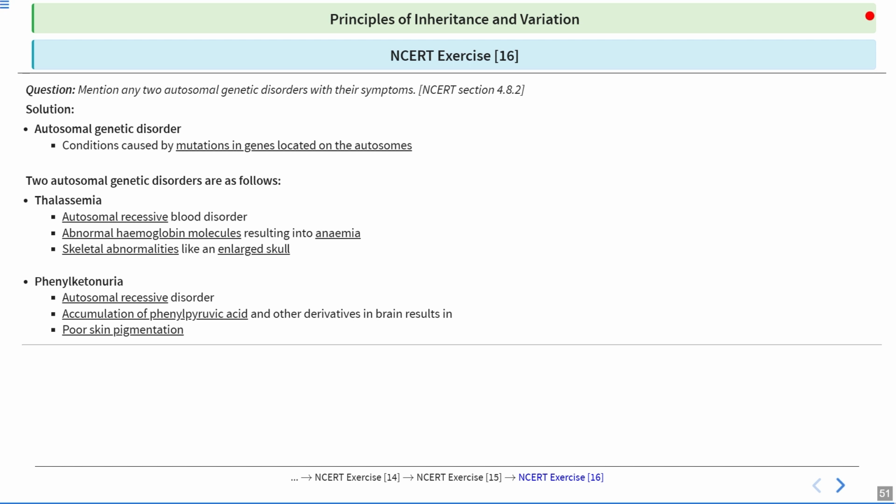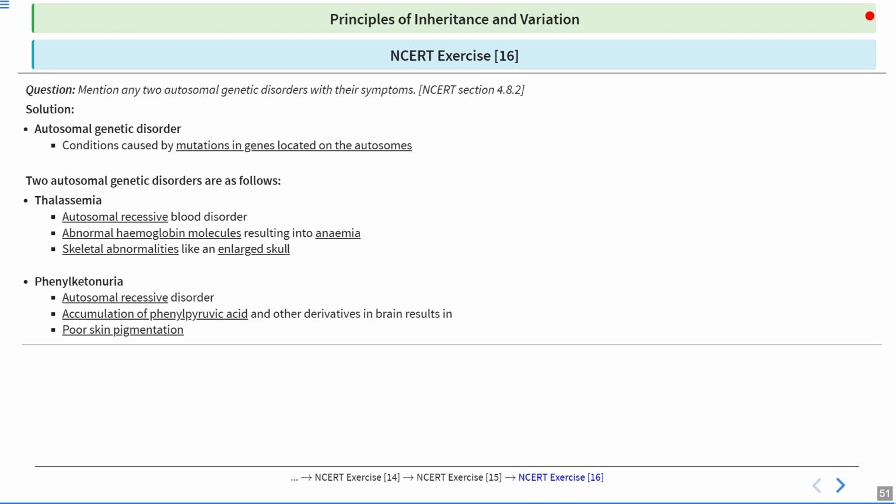You should remember all the genetic disorders. As I have told you, there are two types, Mendelian disorders and chromosomal disorders. Chromosomal disorders are due to changes in the chromosome number or changes in the chromosome structure. Within chromosomal disorders, you should study Turner syndrome, Klinefelter syndrome, and Down syndrome. These are also genetic disorders, but they are categorized as chromosomal disorders.